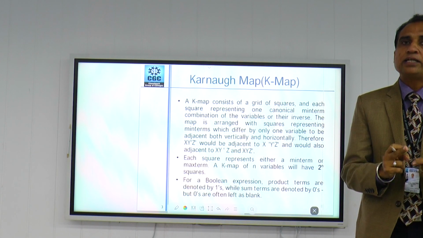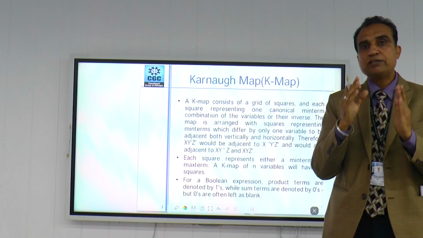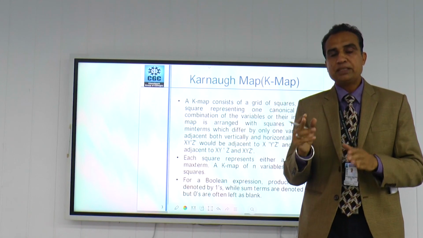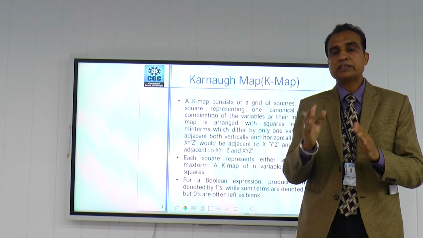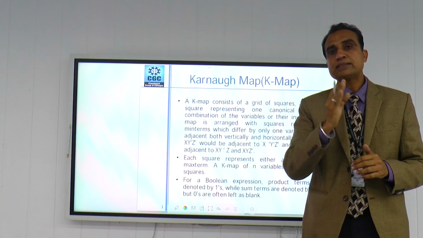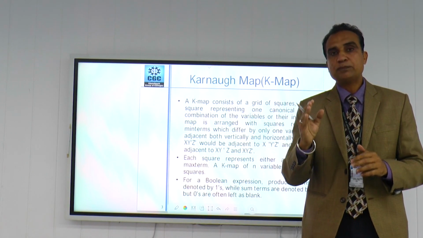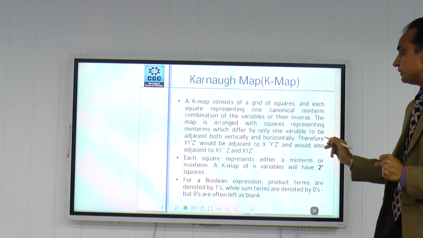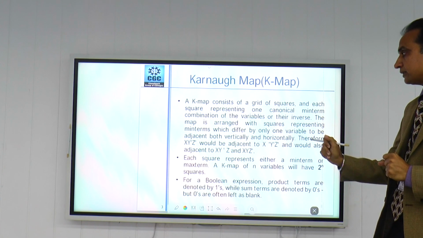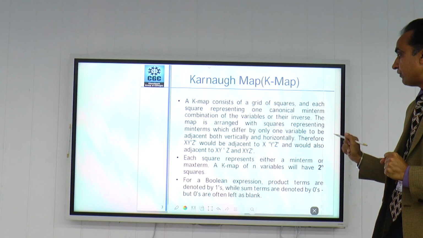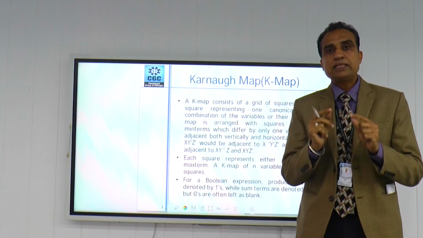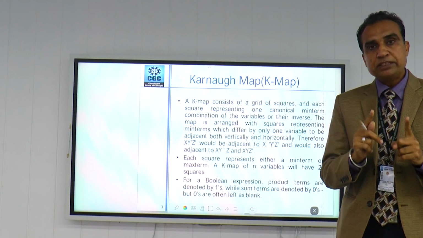Each square grid of the K-map differs by one variable from the adjacent box. Means if the adjacent box contains the 0 value, then the next box contains the 1 value. Means there is a difference of 1 variable. Each square represents either a min term or max term. A K-map of n variables will have 2 raised to the power n squares. Means in K-map we use min terms or max terms.